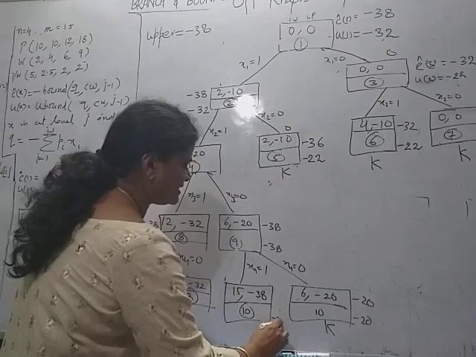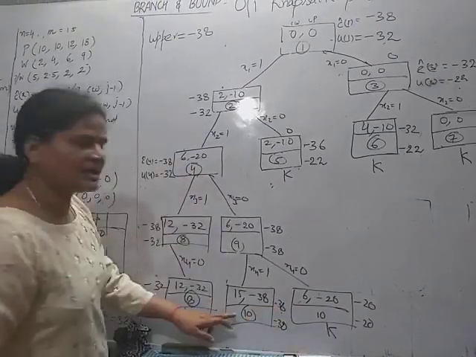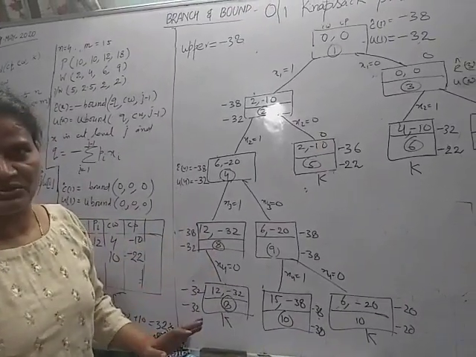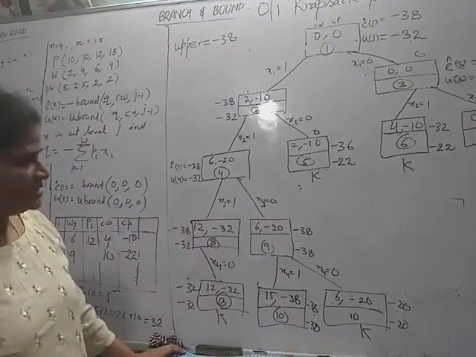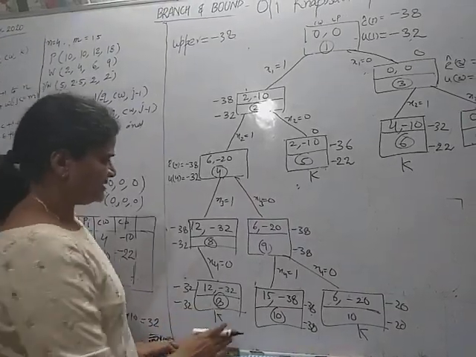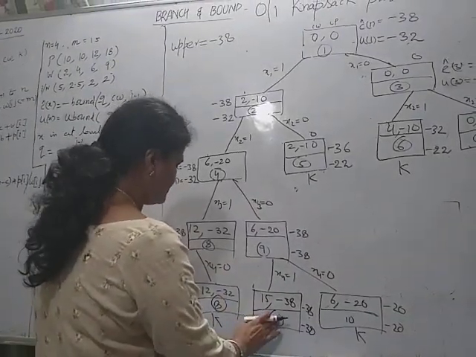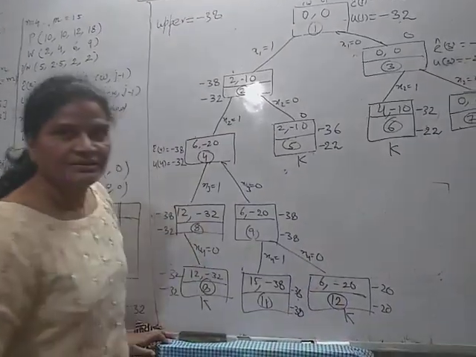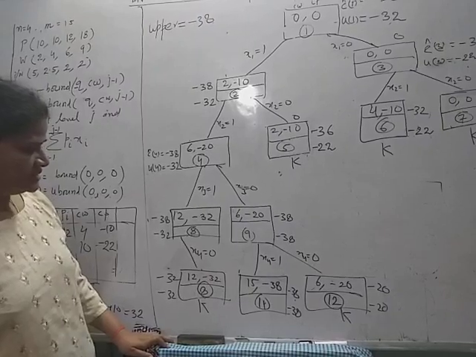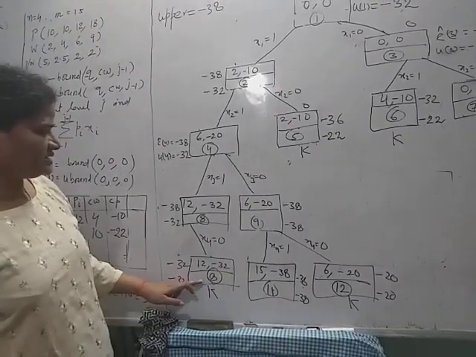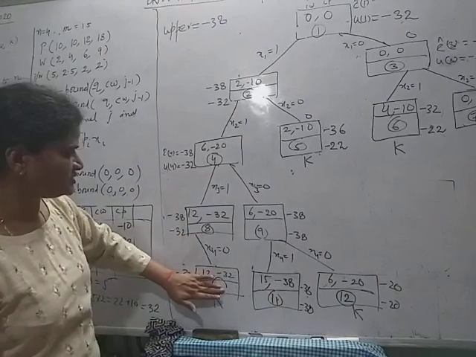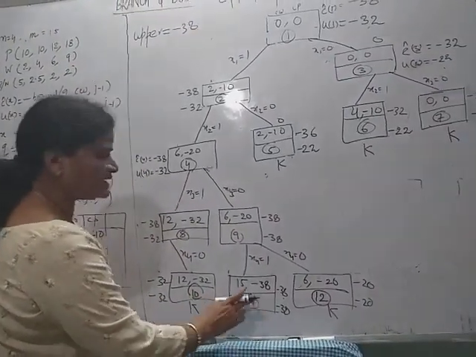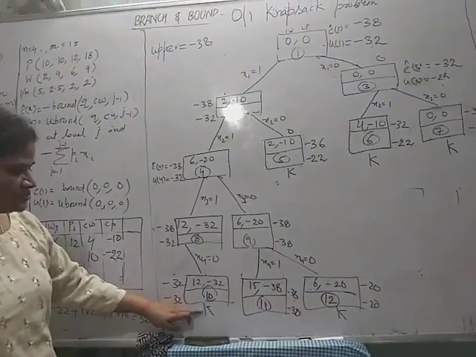is minus 38 and minus 38. So this is the answer node here if we solve the same problem with FIFO branch and bound. Okay, so 8, 9, 10, this node is 11 and this node is 12. This node is 8, 9, and this one is 10, 11, 12. This node is killed.